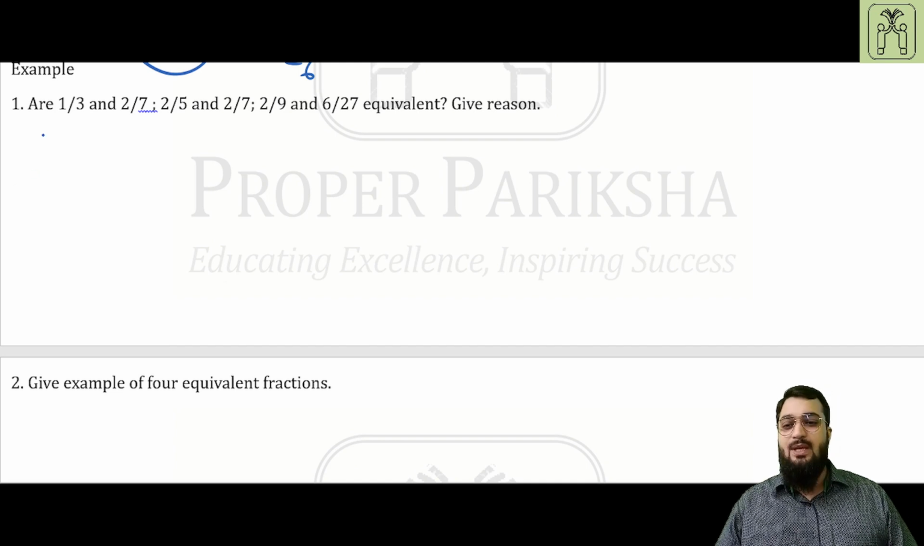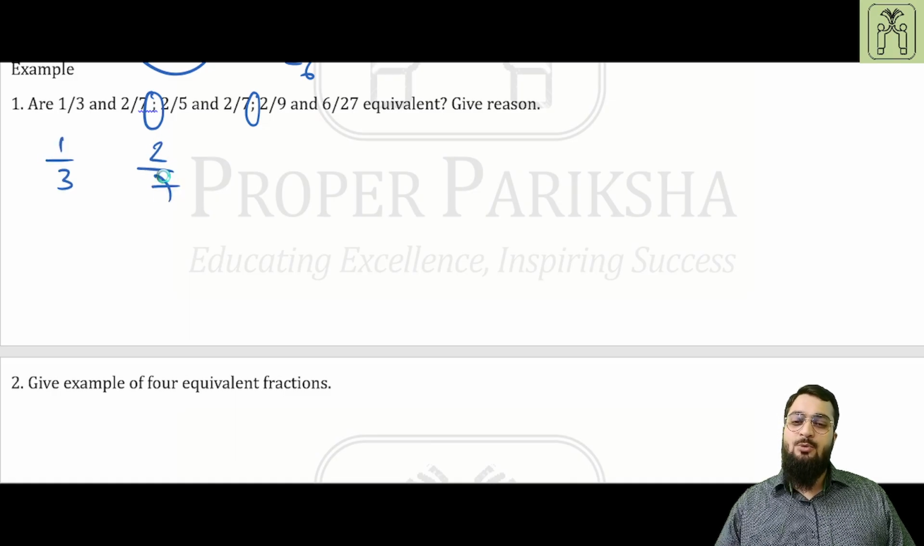Give reason. Okay, so first we will take this as a separate part. Now this is again a separate part. So 1 upon 3 and 2 upon 7, we will write them down. Can 2 upon 7 be simplified much more than that? No. Can 1 upon 3 be simplified much more than that? No. Therefore, they are not equivalent.